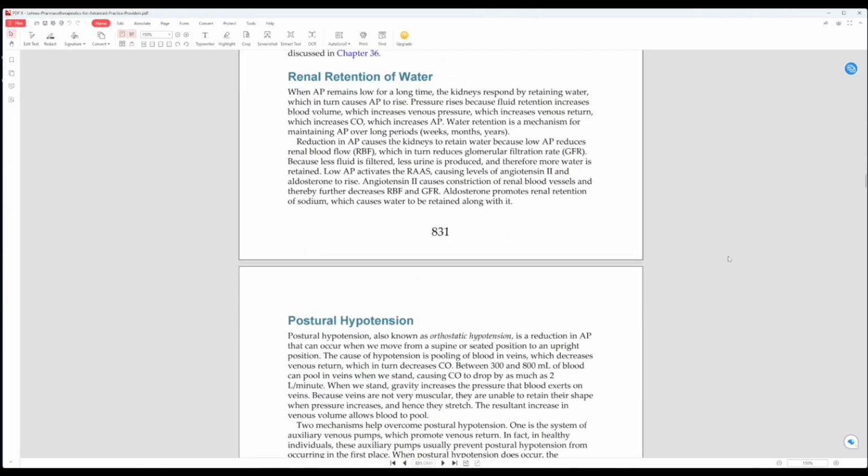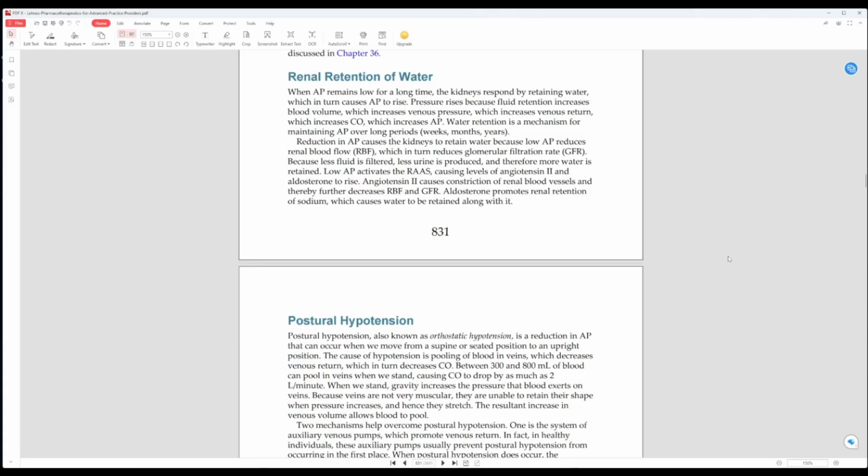The renal retention of water. When arterial pressure remains low for a long time, the kidneys respond by retaining water, which in turn causes arterial pressure to rise. Pressure rises because the fluid retention increases blood volume, which increases venous pressure, which increases venous return, which increases cardiac output, which therefore increases arterial pressure. Water retention is a mechanism for maintaining arterial pressure over long periods: weeks, months, even years.